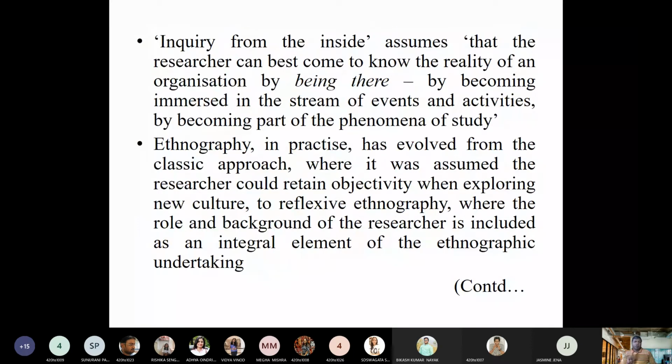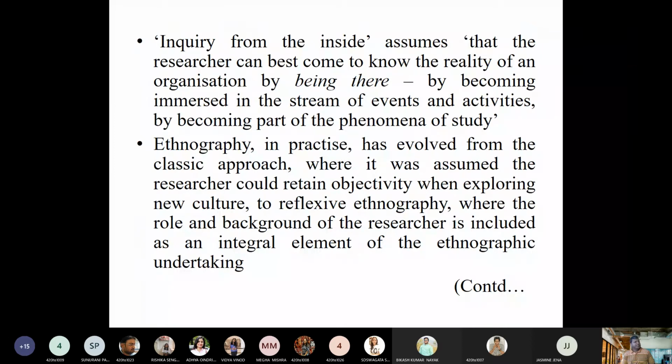Here the inquiry from the inside assumes that the researcher can best come to know the reality of an organization by being there, by becoming immersed in the stream of events and activities, by becoming part of the phenomena they study. What exactly here?